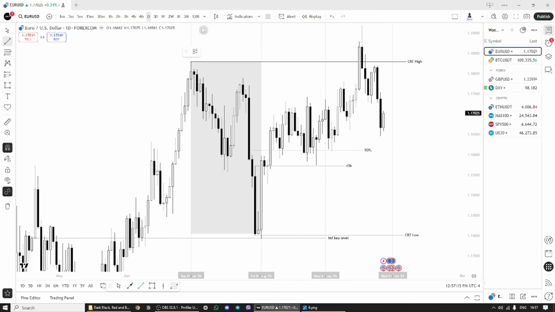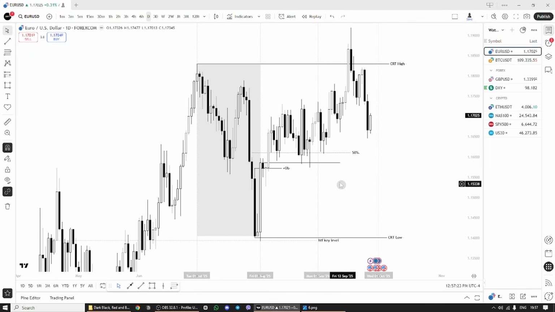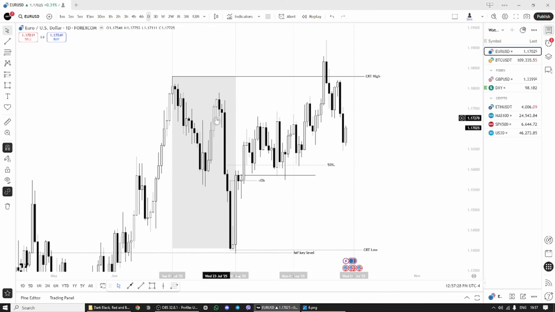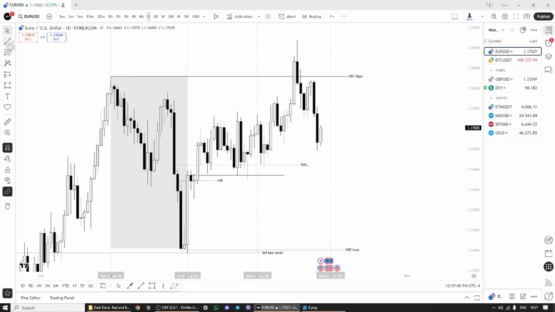We have created a down close candle, and down close candles have the work to push price higher when bullish, and bullish candles to push price lower when bearish. And at 50% we see a range, again turtle soup.